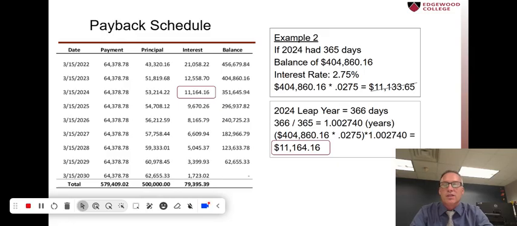So he reviewed the rest of the schedule, and sure enough, 2028, another leap year, he ran the same schedule and verified the interest and was able to show his finance committee how this payback schedule worked, why this interest looks the way it does, and he verified that this total loan, once we add together the principal and the interest, is $579,409.02. And this is the way it works for this particular payback schedule.